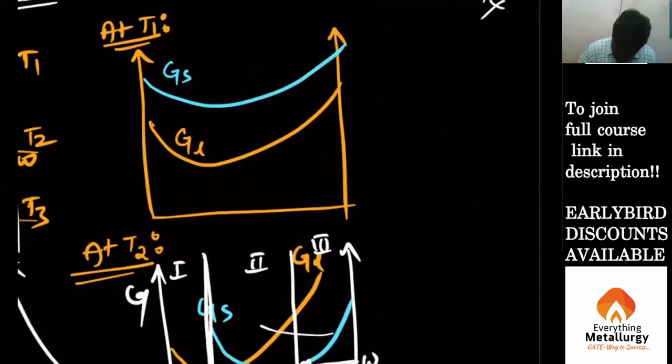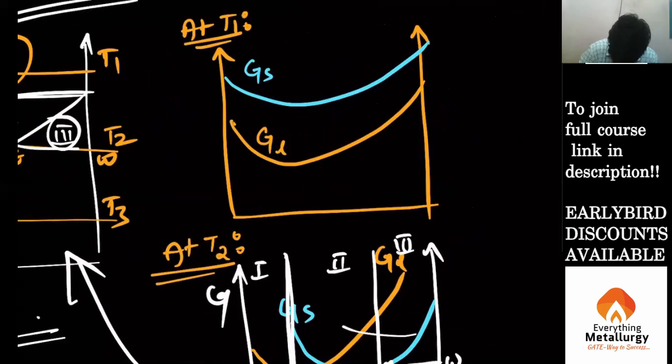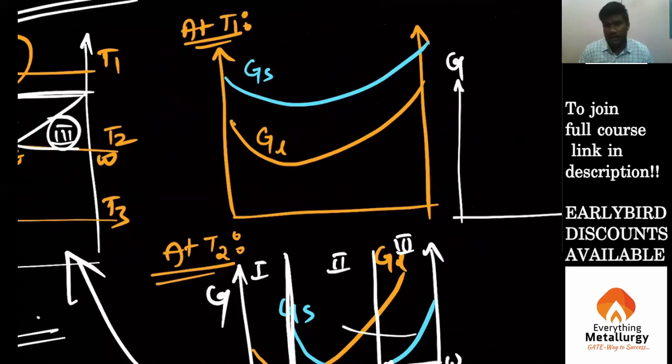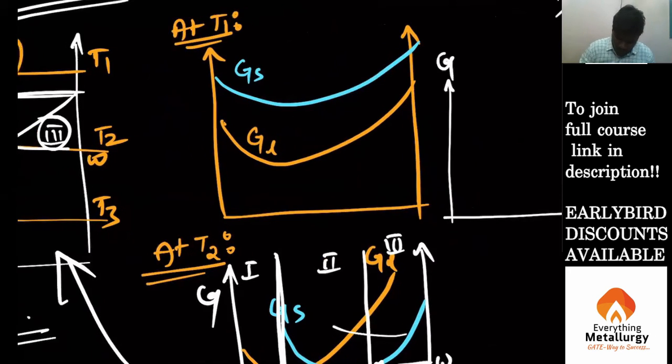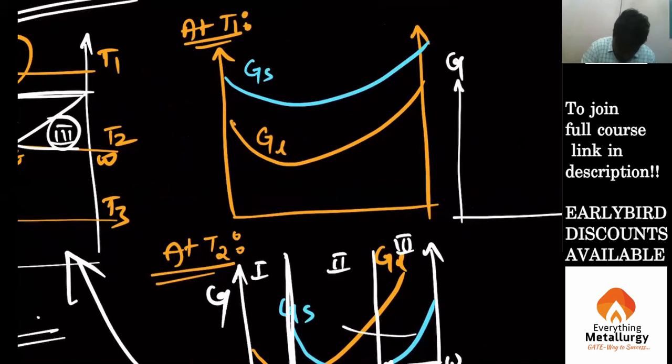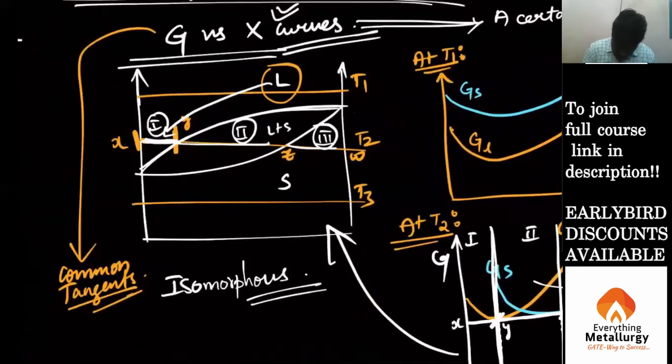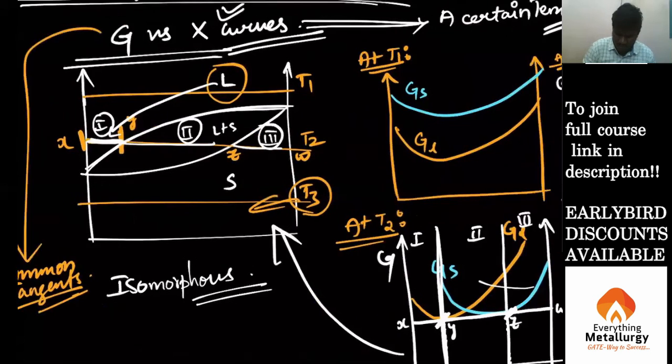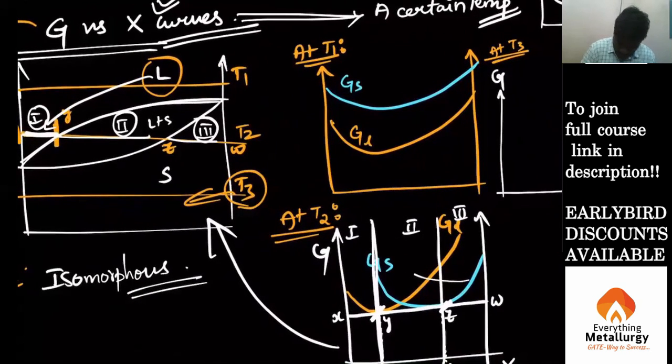Similarly, I guess the concept is clear for everyone, so now we'll do it at T3. At T3, which one is stable? At T3 only solid, so it's very simple, right? Somewhere here will be my solid and this will be my liquid. There is no intersection at all. This is GS and this is GL.